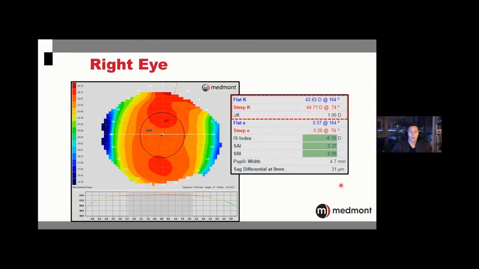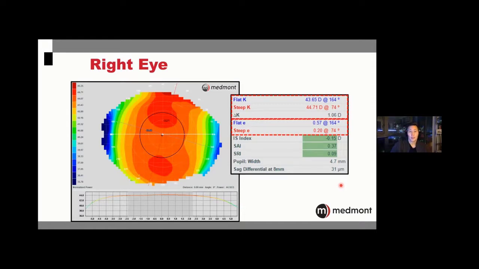We look at the eccentricity, and we have a slightly lower than average E value. 0.65 is the normal eccentricity with the Medmont. This patient's a little lower. We know that once the cornea sphericalizes, once the cornea achieves 0 eccentricity, there's very little room to create more effect. In other words, the higher the eccentricity in ortho-K, prior to ortho-K, the better. So if your patient has a lower E value, that might reduce the candidacy.